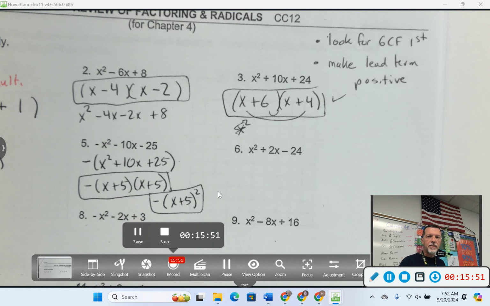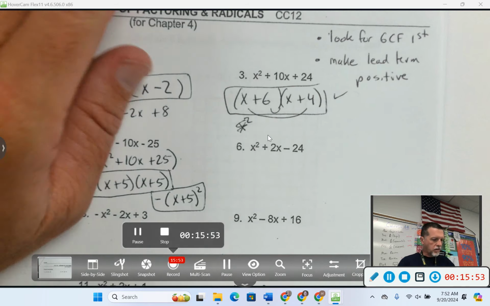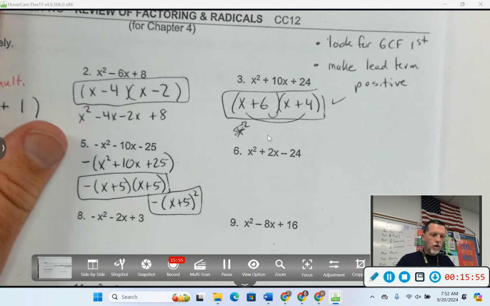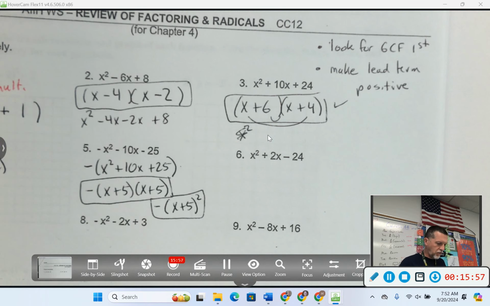2x minus 1. Again, assignment today is the rest of that worksheet. Hopefully you're getting close to finished. Well, I'm done.